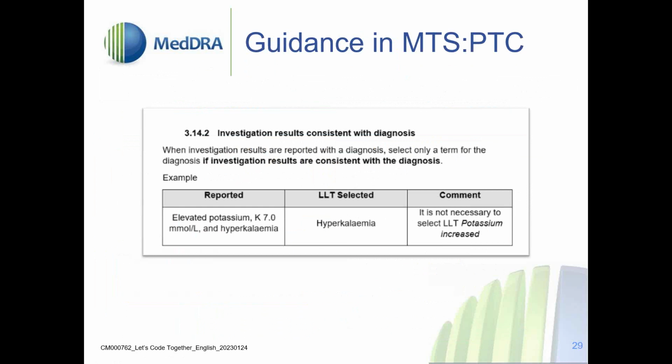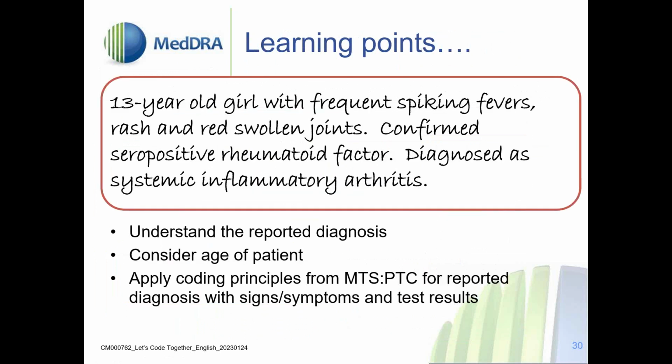And if investigational results are provided that match with the diagnosis, again, no split coding is required. But we saw in our reference that the presence of rheumatoid factor cannot really be considered characteristic for the diagnosis systemic JIA. It may rather indicate a transition from an autoinflammatory to an autoimmune phenotype of the disease. And based on all these considerations, these are our learning points.